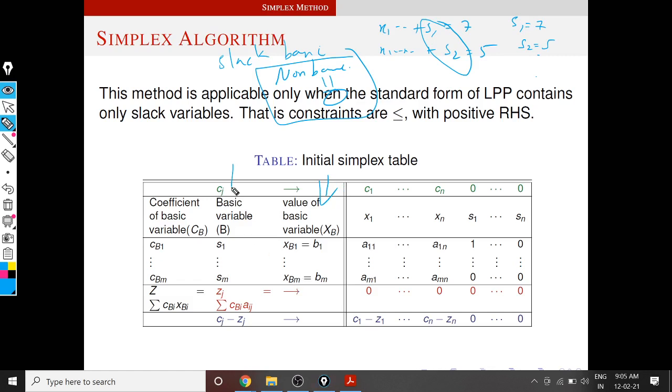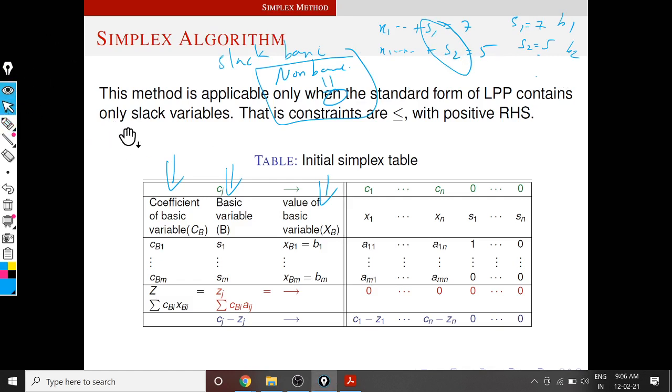This column represents the basic variables. This is the value of the basic variable. This is the cost of the corresponding basic variable. So in the initial table, the value of s1 is always b1 and this is always b2, because we set all the decision variables to 0. So the initial simplex table is like that.